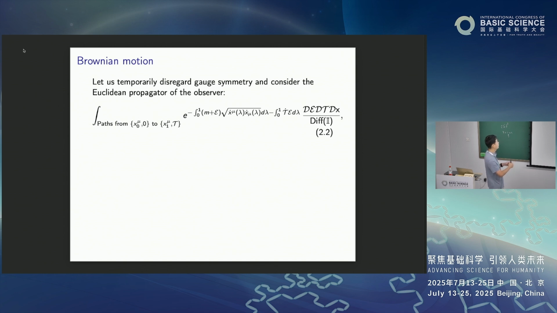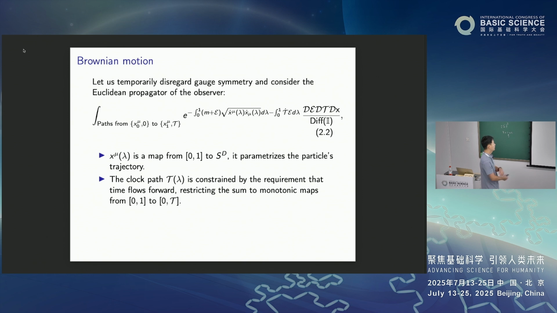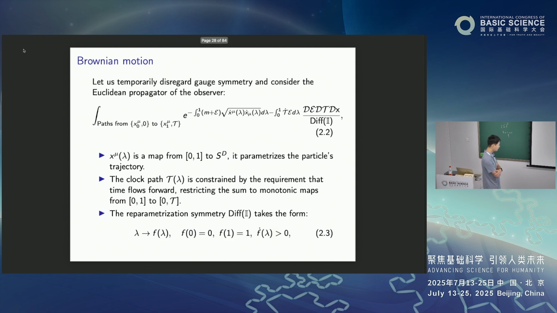So we can consider, for example, the Euclidean propagator from x0 to x1, where the clock runs from 0 to curly t. Now we do this path integral. It consists of three parts. First is the trajectory of the observer, the particle. It's a map from the interval [0,1] to a d-dimensional sphere. Then the clock path, where we're conditioning that the time should flow forward, so that becomes a sum of monotonic maps from interval to interval. And third, we should gauge out the reparametrization symmetry, which is Diff of the interval.